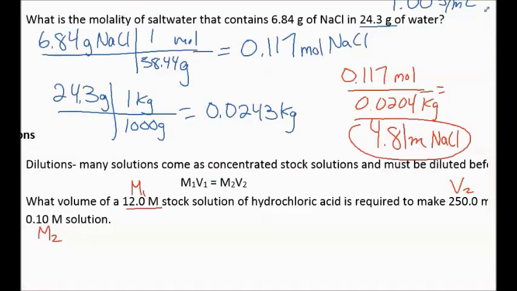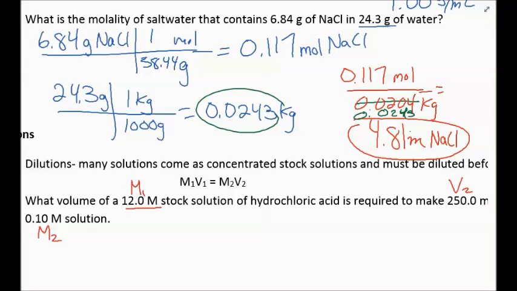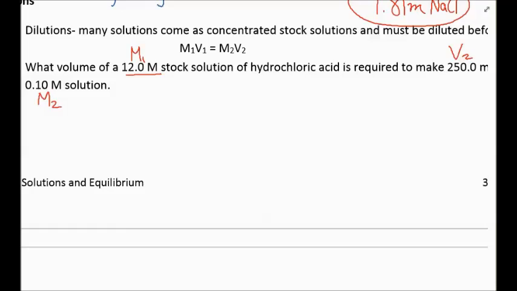Did you catch that? This kilogram value is incorrect. It should be this number right here, 0.0243, which is going to change our answer. Which will give you the same answer. We calculated it right. I just wrote the wrong thing. Sorry about that. Okay, so we're going back to our dilution problem.